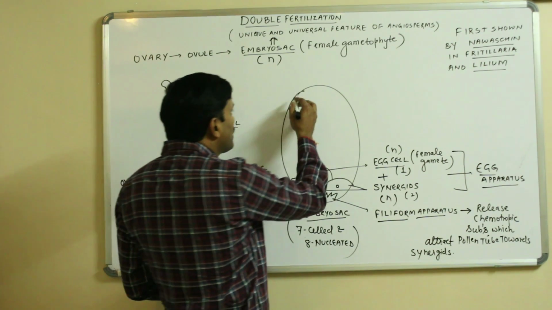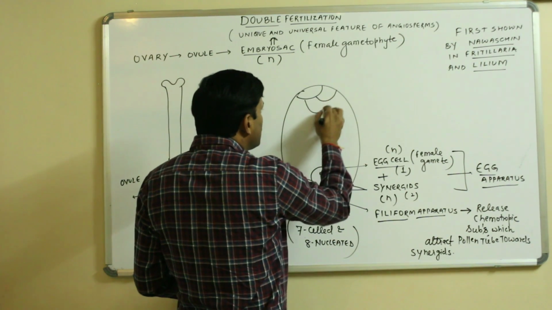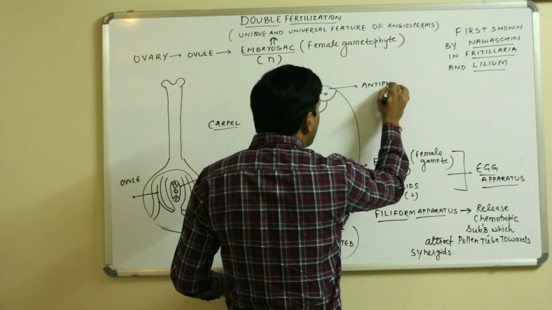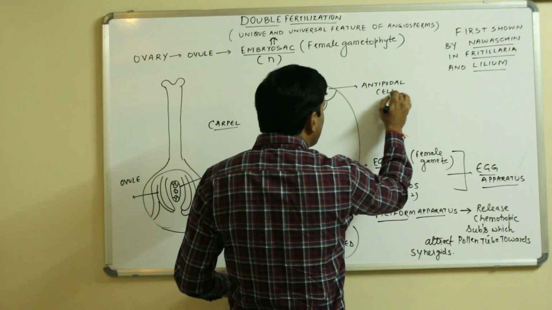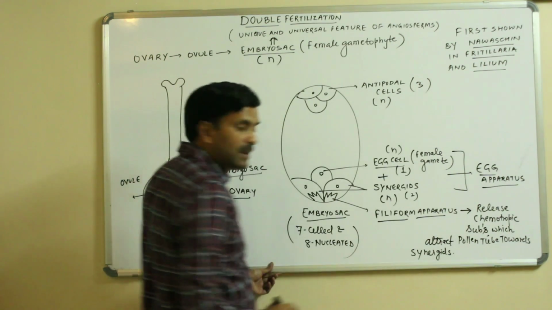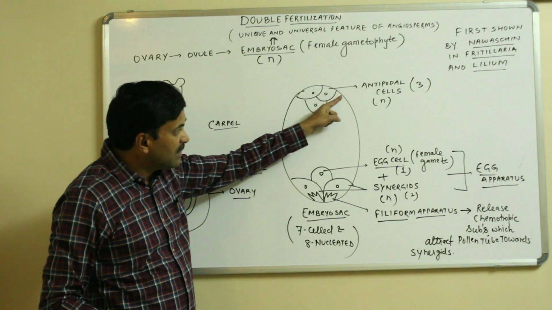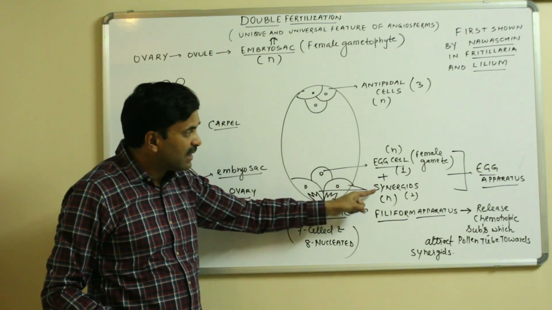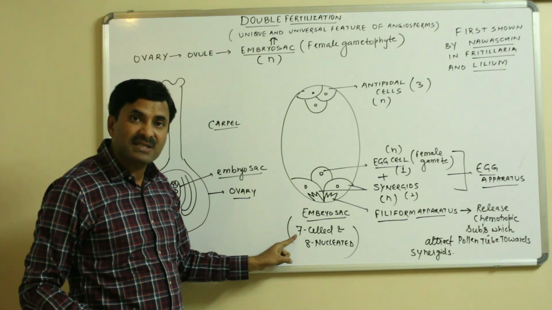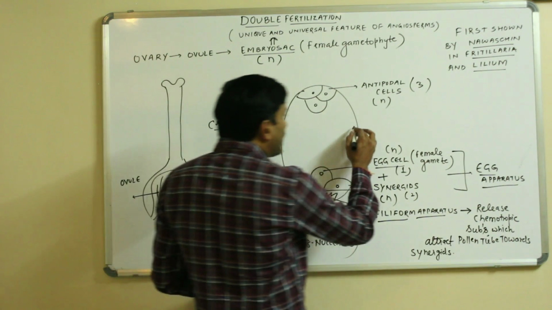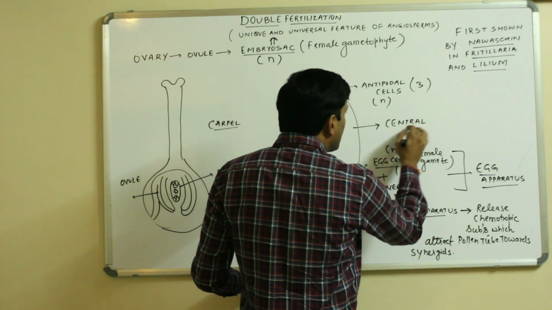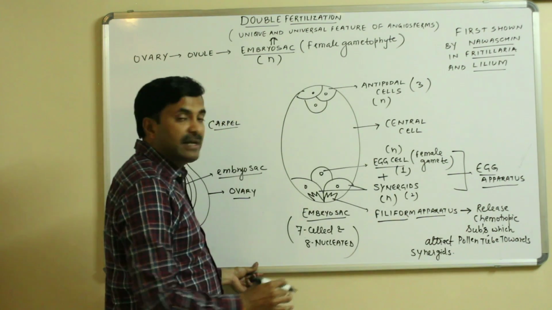Now at the chalazal end, 3 more cells are present, and these 3 cells are called the antipodal cells. They also have the ploidy level of n, and they are 3 in number. So we have counted 3 antipodal cells, 1 egg cell and 2 synergids. So 3, 4 and 2, 6. Now the total is 6 cells, so we have to count one more cell. At the center is present the central cell, and it is 1 in number.